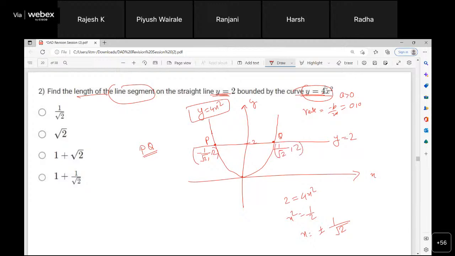Now we need to find out the PQ. So simple distance formula, right? Under root of x2 minus x1 whole square. So this is my x2, x1. So you can do anything. Under root, minus of this 2 whole square plus y2 minus y1. So 2 minus 2 is 0 only. So basically we are getting 2 root 2, right? Here square and square root. So basically it is 2 root 2 only. And here we are getting root 2 as an answer.